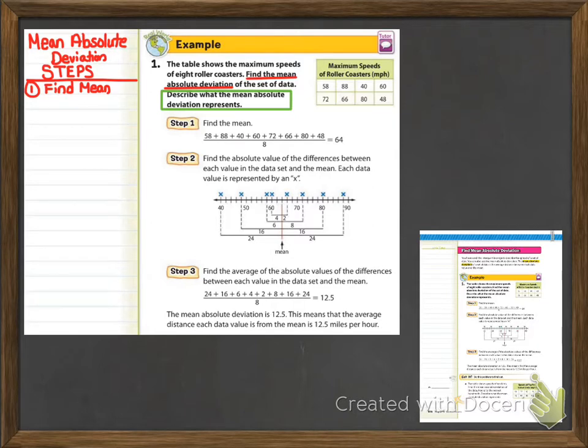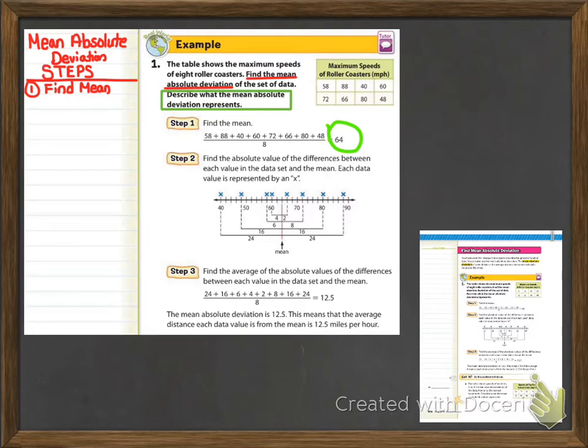Now they've already done this for us, so we don't have to sit there and add them up and divide by 8 since there's 8 numbers, but that's done for us, right over in this area right here. So when they added up all 8 numbers and divided by 8, they found that the mean was 64. So that 64 is really important.